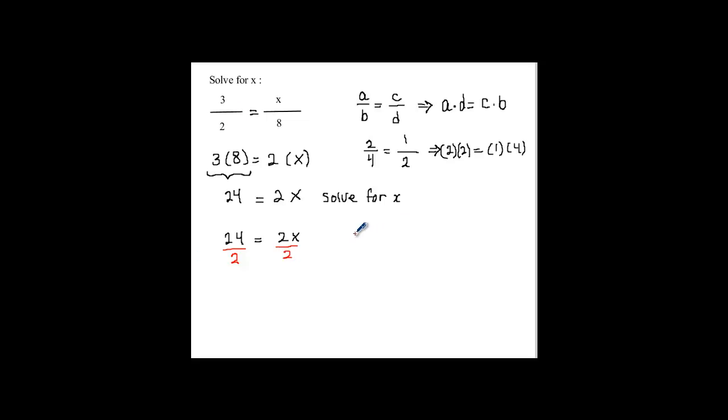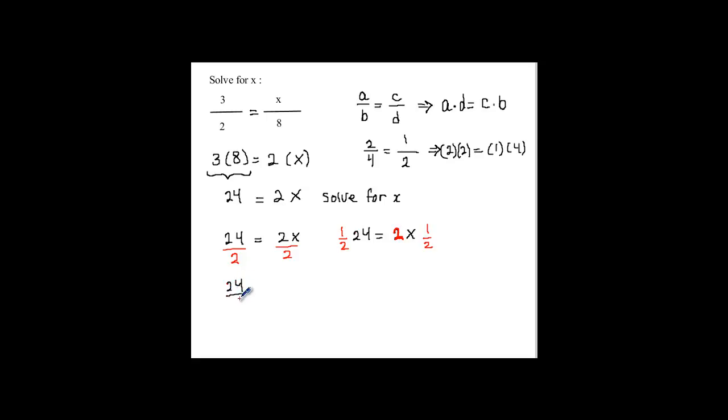So when we have 24 is equal to 2x, the reciprocal of 2 would be 1/2. So if I multiply both sides of the equation by 1/2, it would be the same as dividing both sides of the equation by 2. However you want to look at it, you can isolate the x that way.